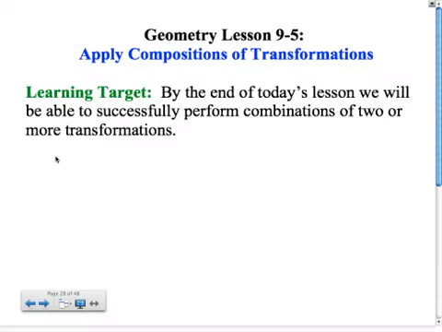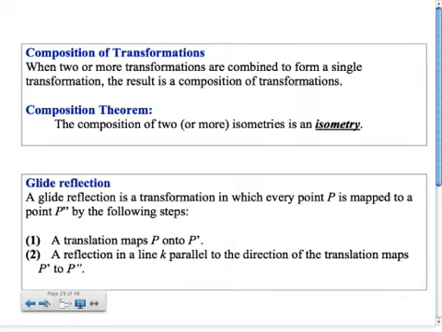All right, in section 5, we're going to look at applying compositions of transformations, and really all this means is it's a combination of two or more transformations. So in other words, maybe we'll translate and then we'll rotate, or we'll rotate and then reflect, or different things. So again, composition just means two or more transformations. And so that's all that says, okay? When two or more transformations are combined to form a single transformation, the result is a composition of transformations.